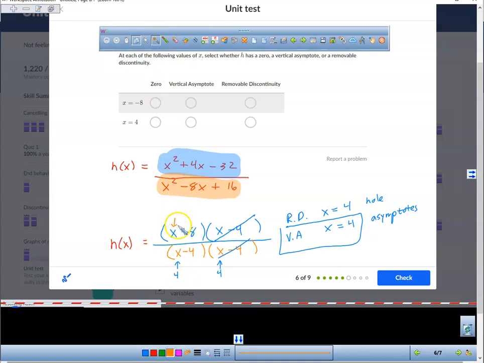A 0. So right up here, guys, at -8, what do we have? We have a 0 at -8. Remember, in the numerator, what do we have? Zeros. In the denominator, what do we have? Or vertical asymptotes. Number one, we have vertical asymptotes.